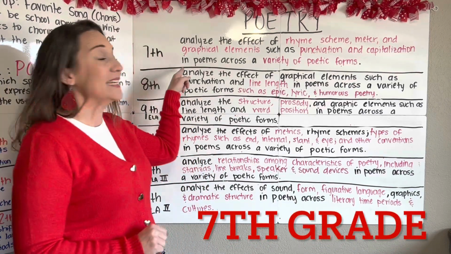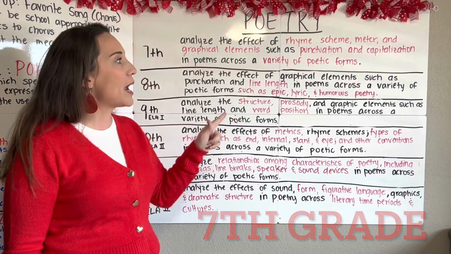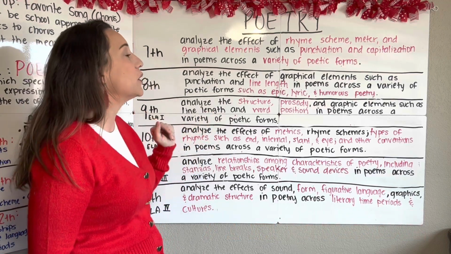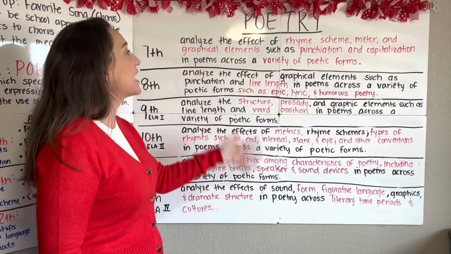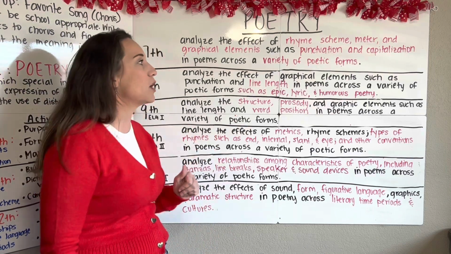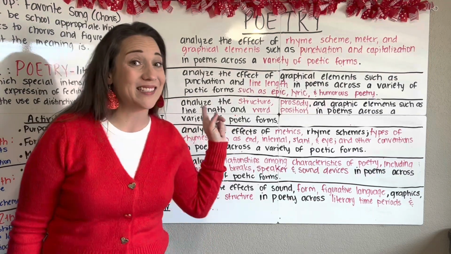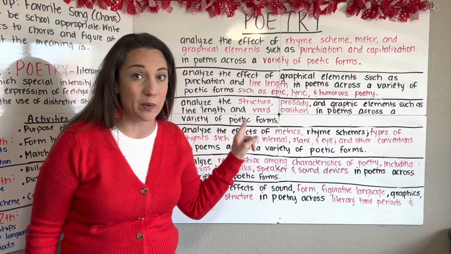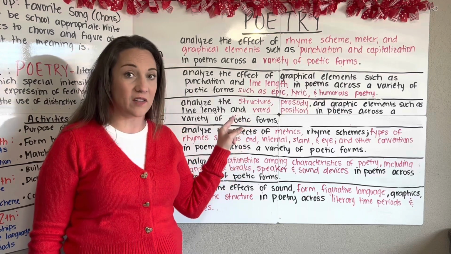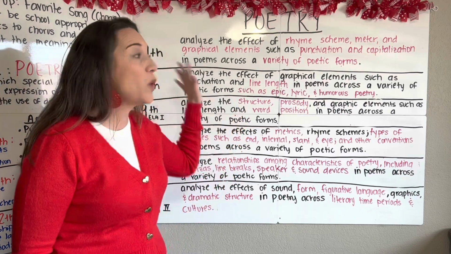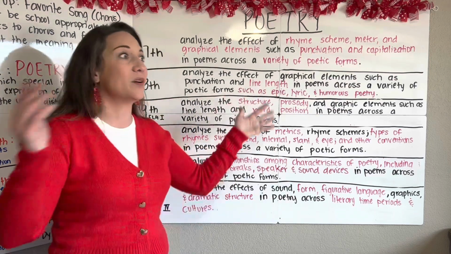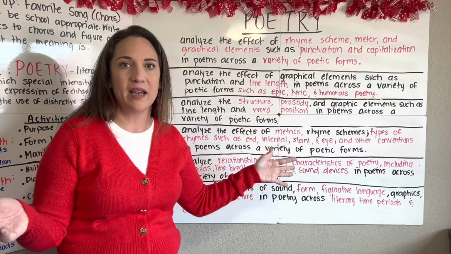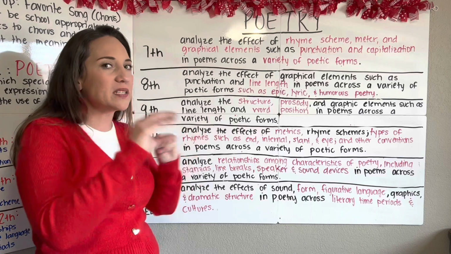The 7th grade level. Our 7th grade TEK says to analyze the effect of rhyme scheme, meter, and graphical elements such as punctuation and capitalization in poems across a variety of poetic forms. Guys, this is why teachers cannot figure out what they need to focus on in their classrooms for that grade level. That's way too much to do for like a 1 or 2 week poetry unit, right? So let's break it down and focus on some big chunks here.